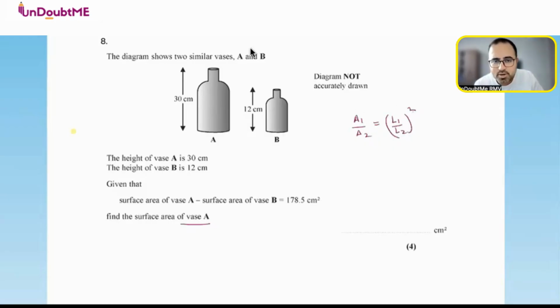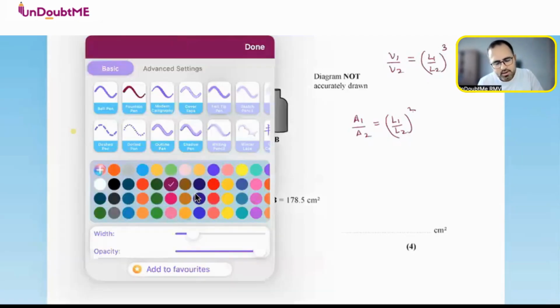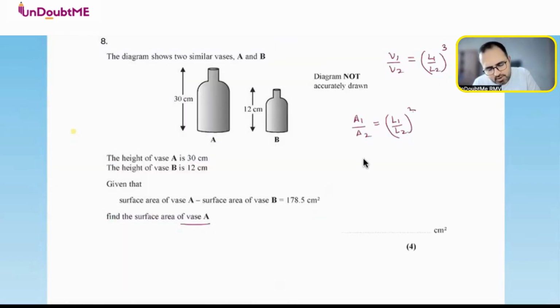And if the same question comes for volume, then we will just cube that. Okay, so that also I can write here. The ratio of volumes of two similar figures will be equal to the ratio of cubes of the corresponding sides. So solving further from here, I can write surface area of A over surface area of B is equal to 30 over 12 whole square.